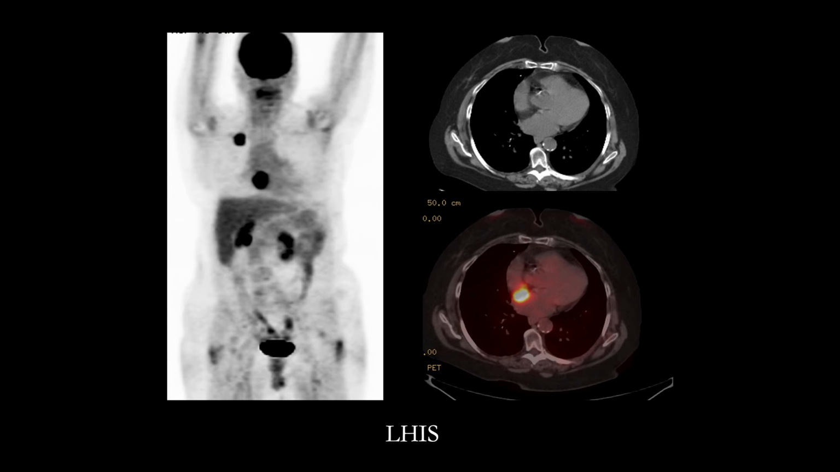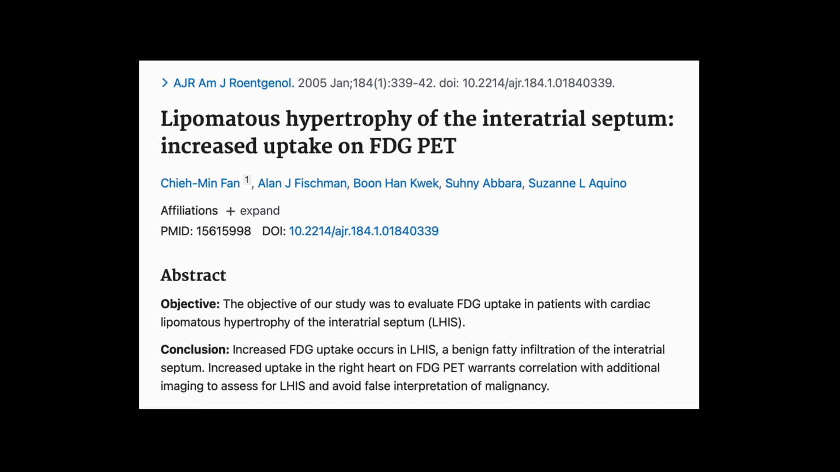Case number 2, this is a patient with newly diagnosed right upper lobe lung malignancy. They got a whole body FDG PET CT for staging, and we found this uptake in the mediastinum, and this focus corresponded to fat in the interatrial septum, and the diagnosis here is lipomatous hypertrophy of the interatrial septum. Here is a good article on that subject. We want to recognize this abnormality so that we don't upstage patients with cancer.